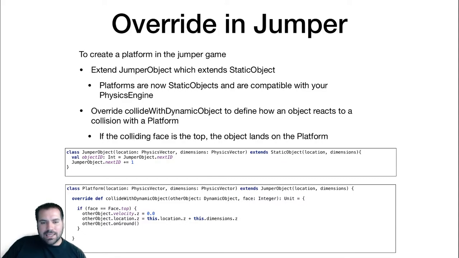Our player class in Jumper extends dynamic object, and overrides that functionality with game-specific logic. And then we can use the same Physics Engine in any different game that has physics, because we built this generically, coding to dynamic objects and static objects instead of anything specific to any game.